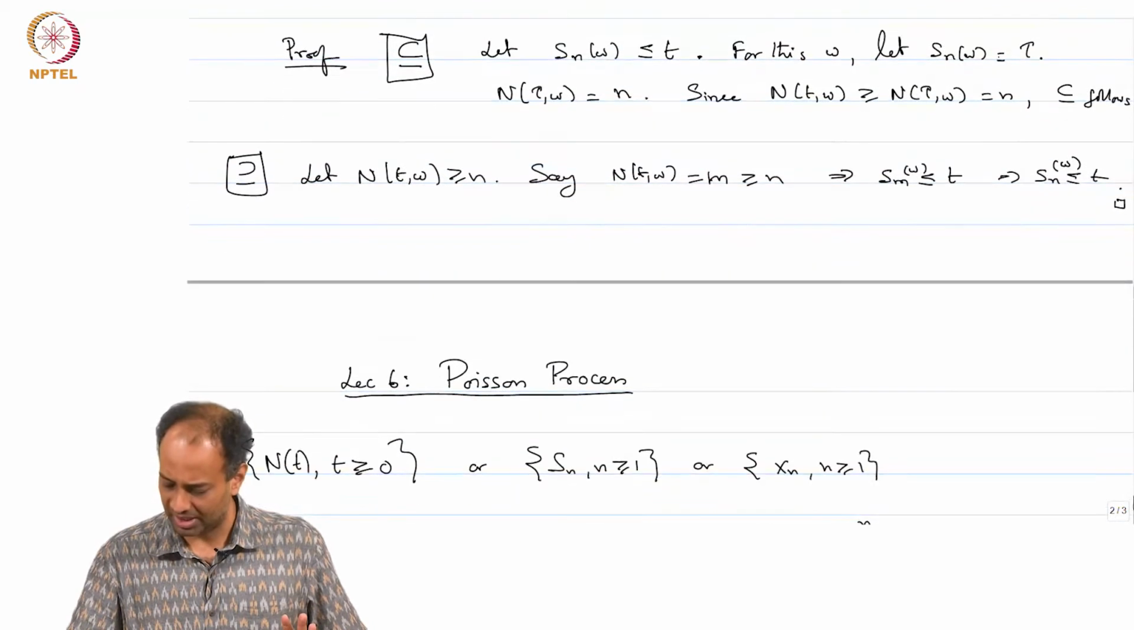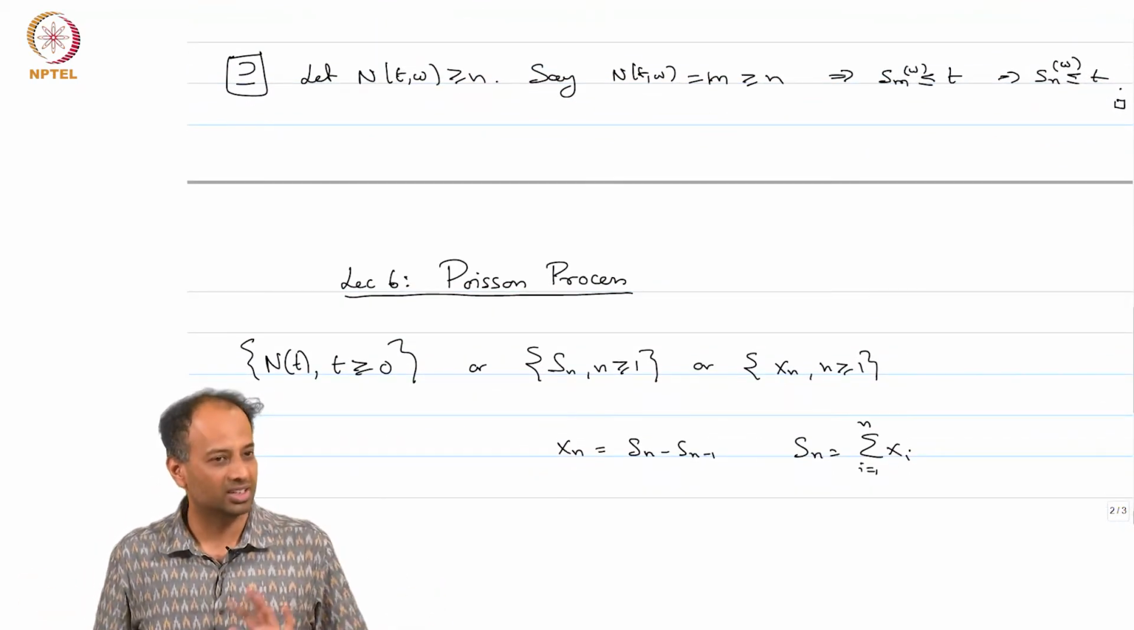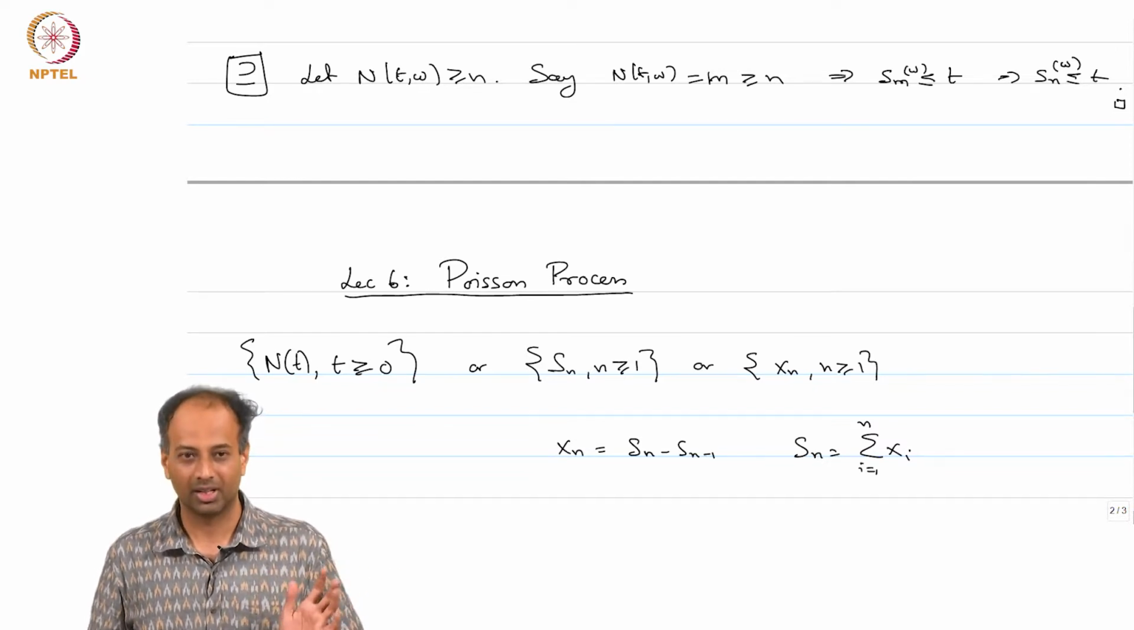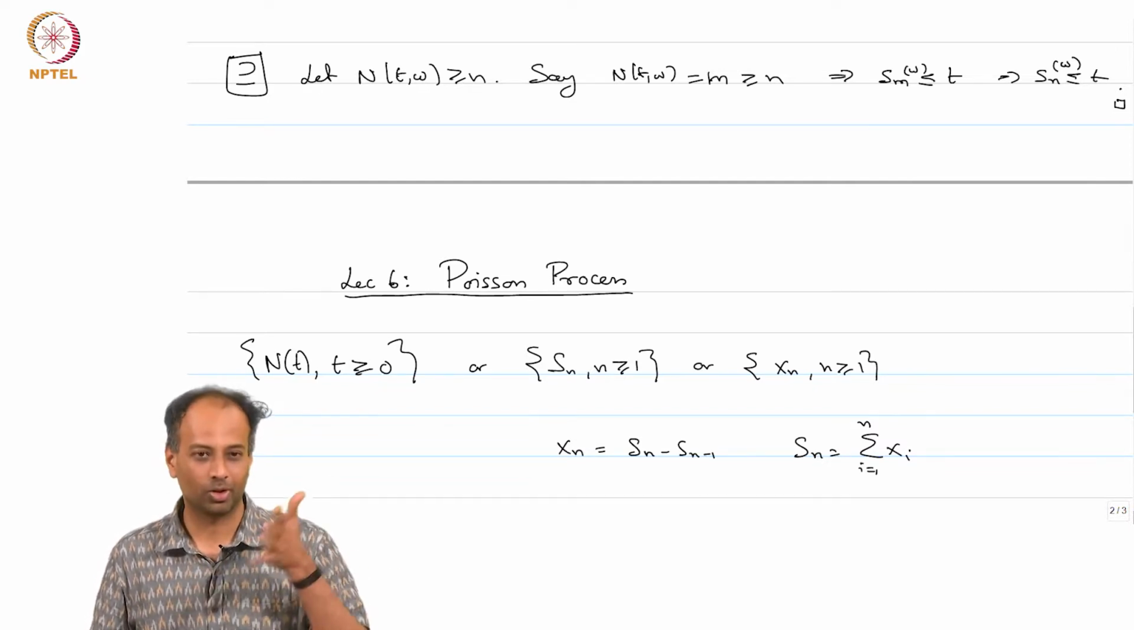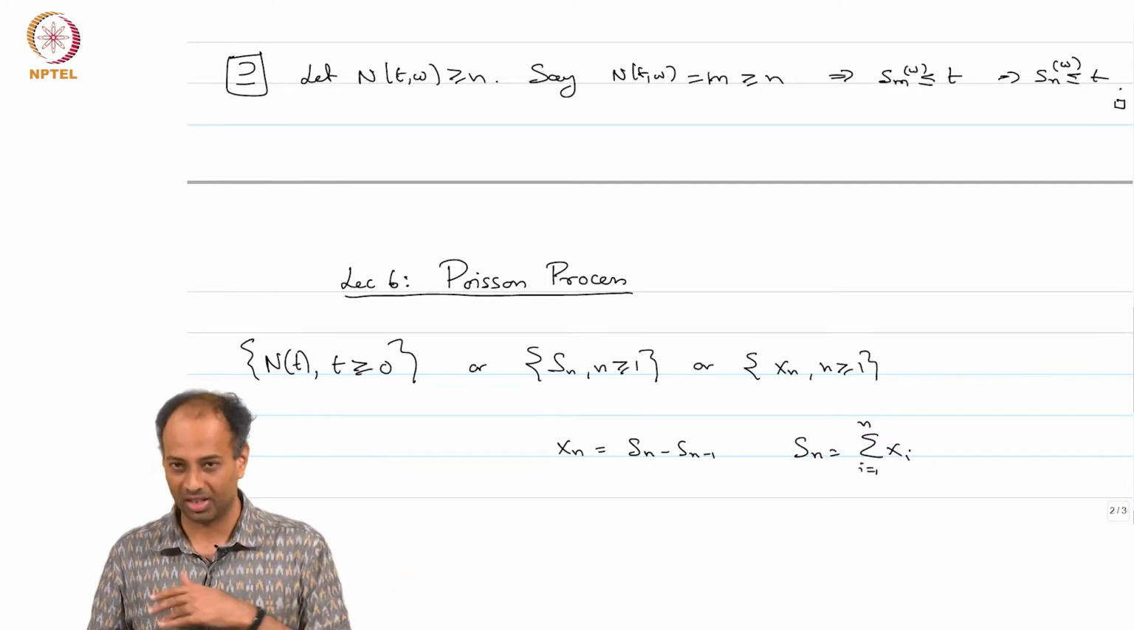So this relationship in principle gives you a statistical equivalence between N(t) and S_n. A statistical description of any one of these lets you get a statistical description of the other two. If I give you the X_i's, you should be able to go to the S_i's, from which you can go to N(t), and so on, or the other way.